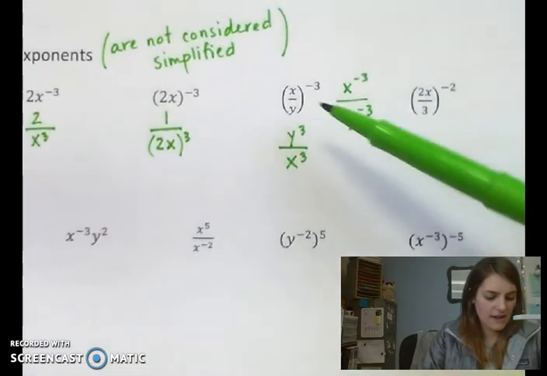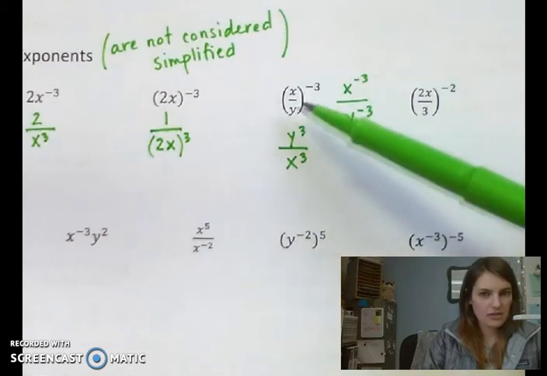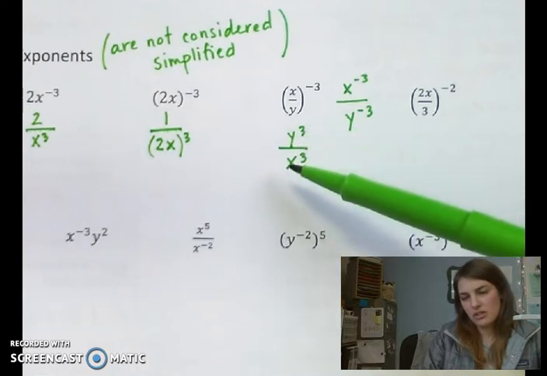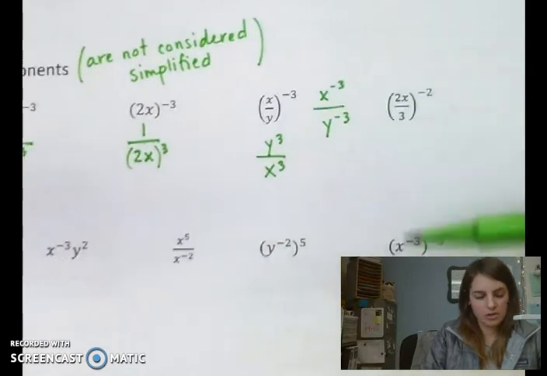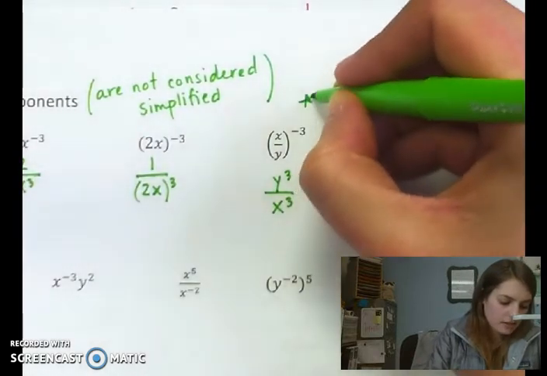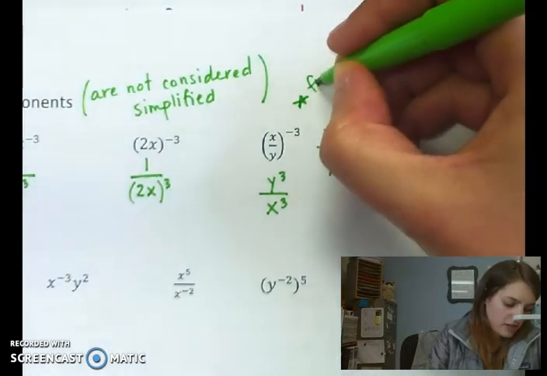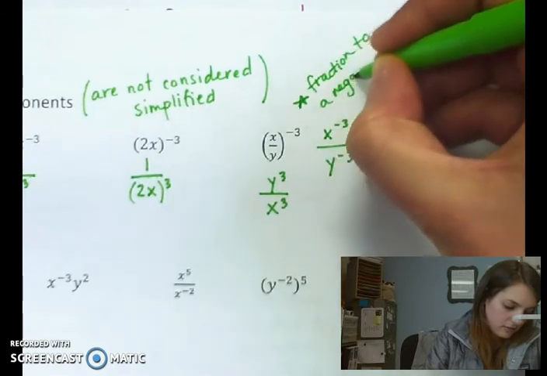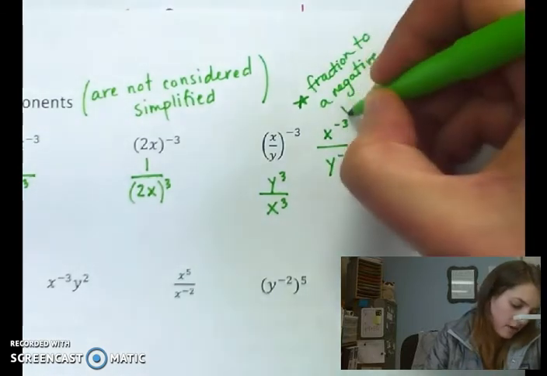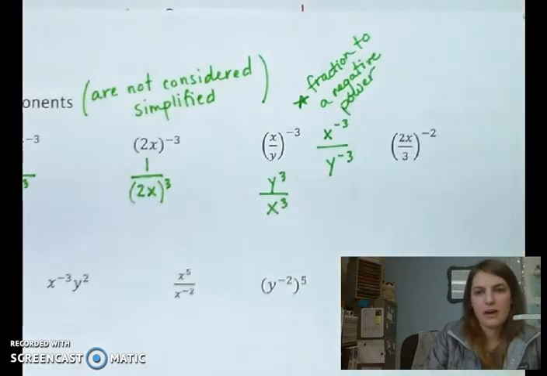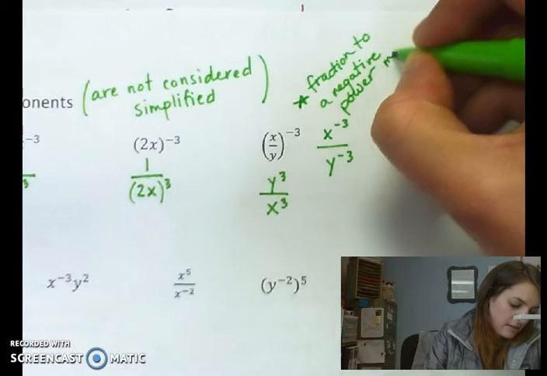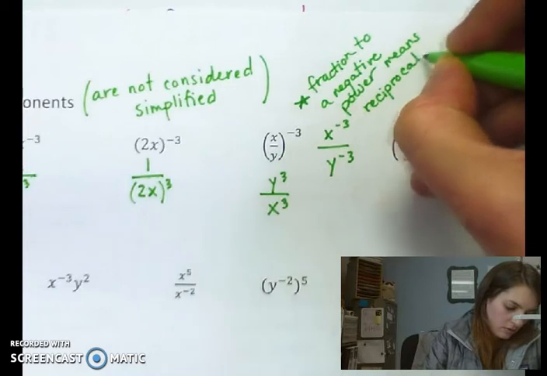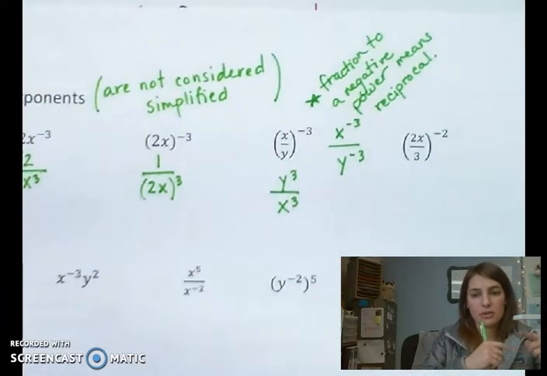So you may notice that when we had a fraction raised to a negative power, we basically ended up with the flipped upside down version of the fraction, which is called the reciprocal. So let's make a little note to ourselves here. A fraction to a negative power, exponent, means reciprocal.